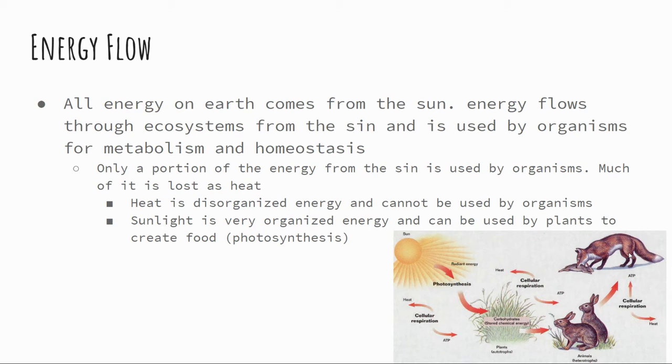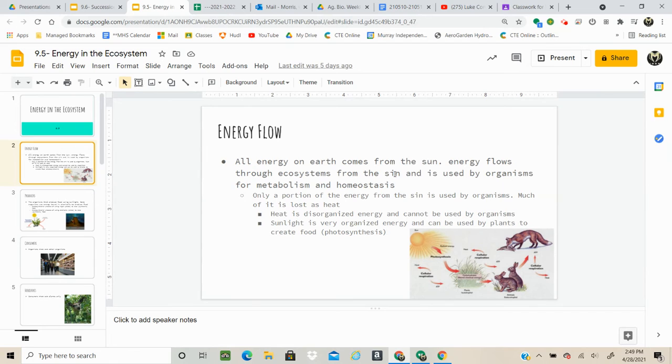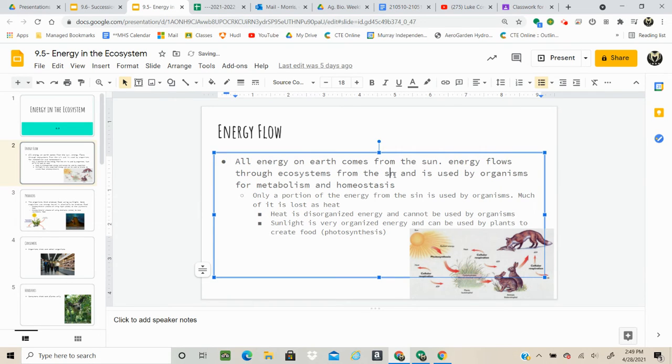Energy flow. So, of course, we know this by now. All energy on Earth comes from the sun. Energy flows through ecosystems from, I should say, the sun and is used by organisms for metabolism and homeostasis. Only a portion of the energy from the sun is used by organisms. Much of it is lost as heat. And we've touched on this. I'm going to go ahead and fix this while I'm talking. We've touched on this a few times in class.